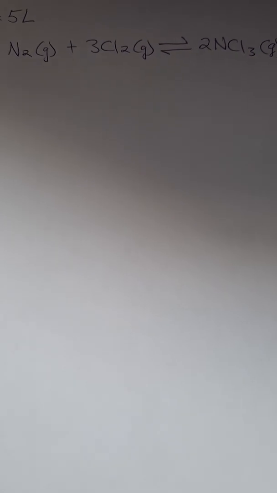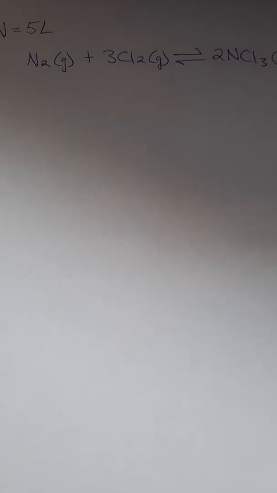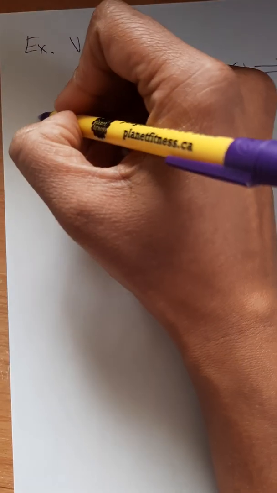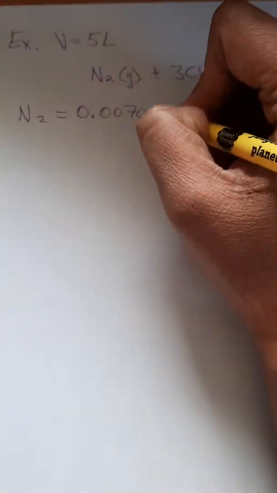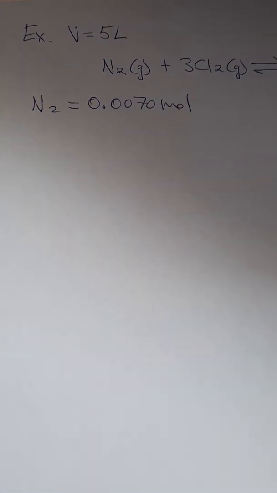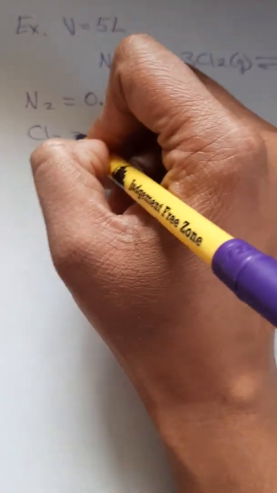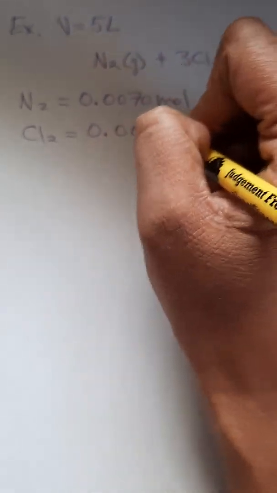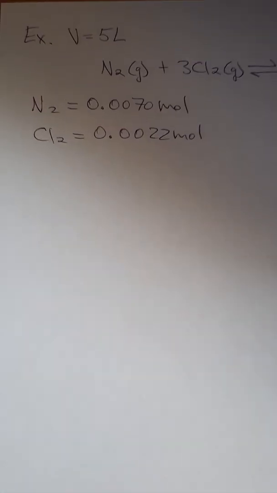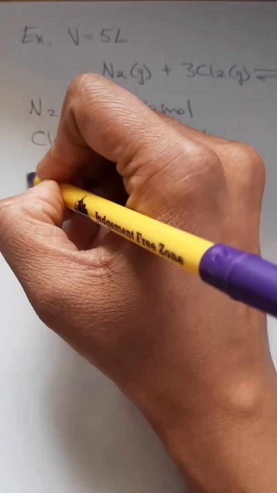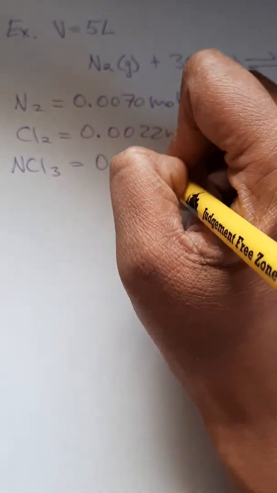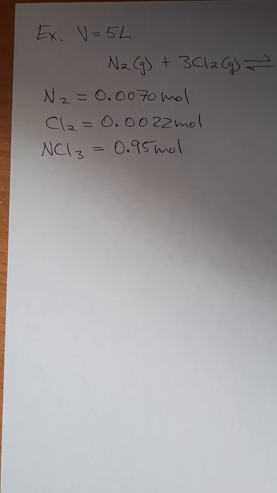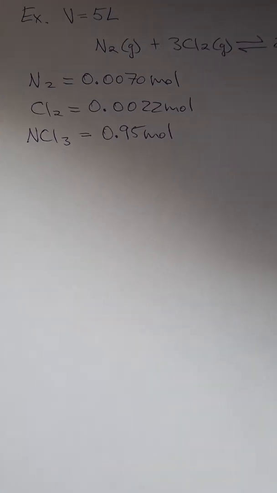And that means that the reaction can actually go in both directions here. Okay, so when the equilibrium mixture was analyzed, it was found to contain, let's write down some values here. So for nitrogen, 0.0070 moles of nitrogen. These values do have to be given to you. And chlorine, 0.0022 moles of chlorine gas. And then lastly, the NCl3 was found to be 0.95 moles. And it says calculate the equilibrium constant for this reaction.